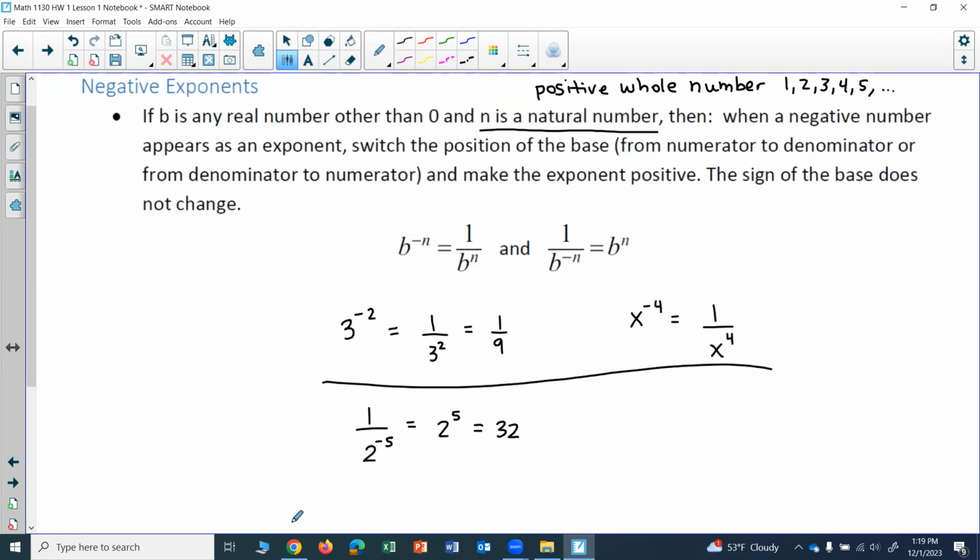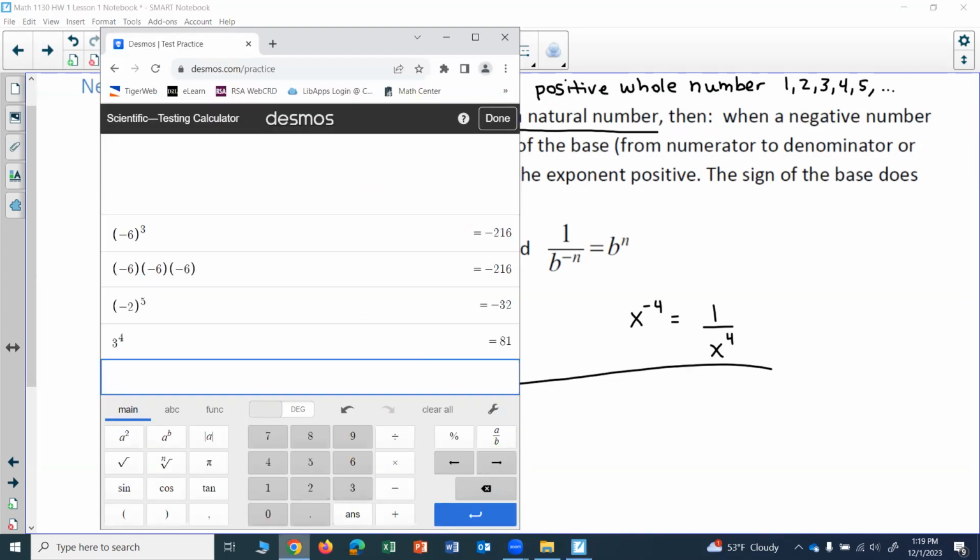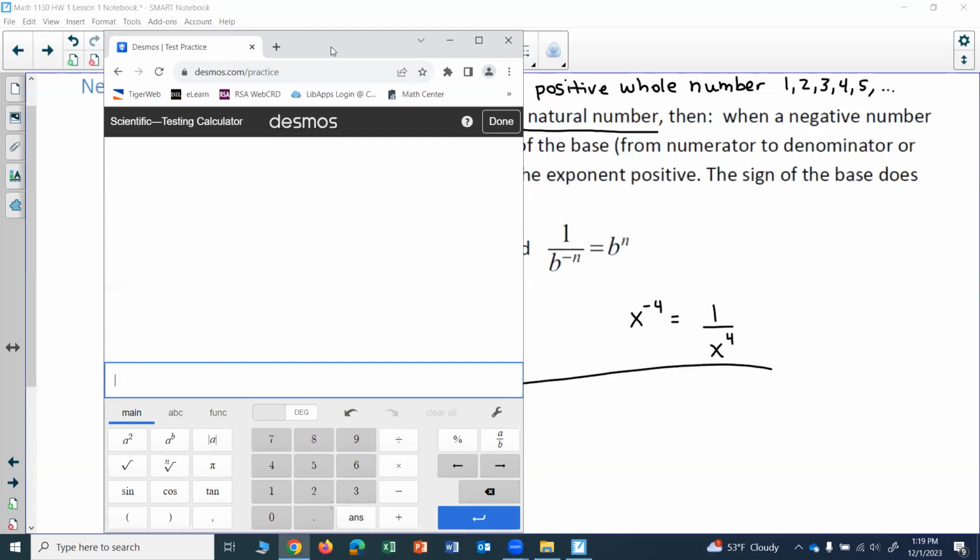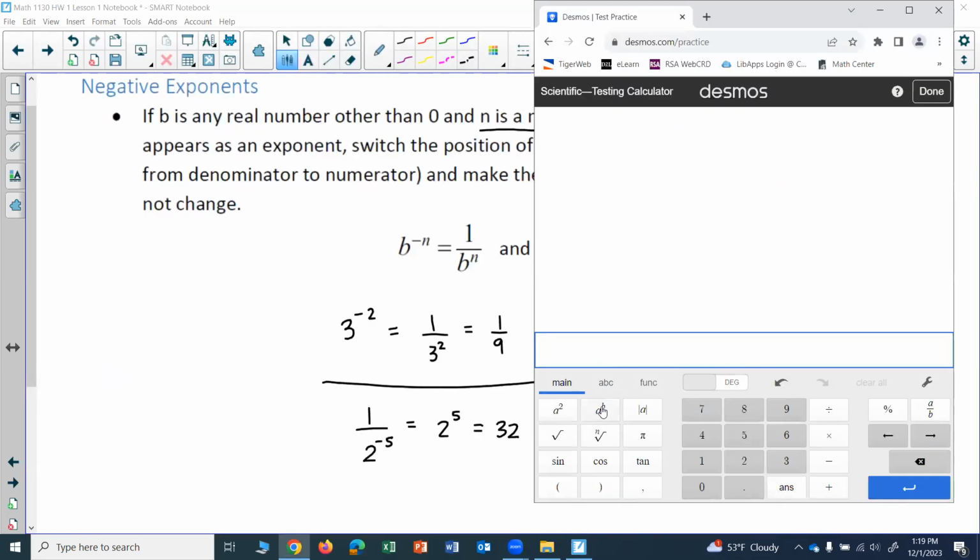In the last video, I showed how to use Desmos, desmos.com/practice, to put things in exponential form. What you would do is use this a to the b key right here. So you could put in 2, use the exponent key, and put the 5th power. Or if you wanted to put it in the fraction form, I could do 1 divided by 2, and then the exponent key, and then negative 5th power. So you can check your work that way.